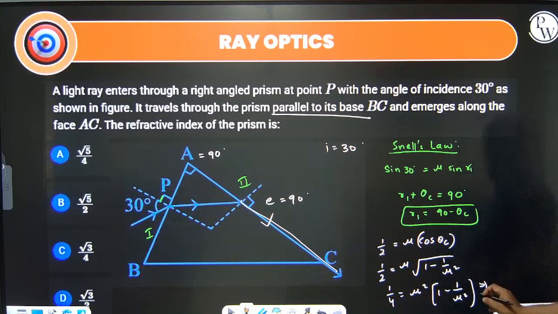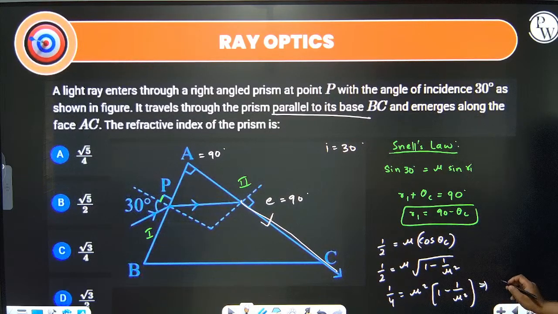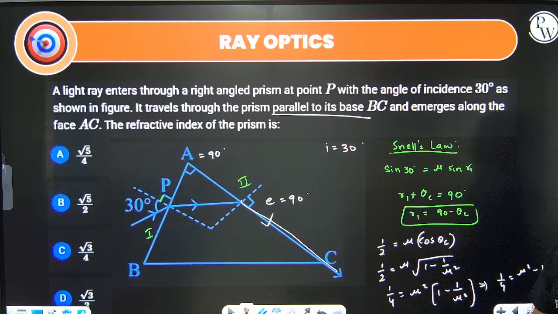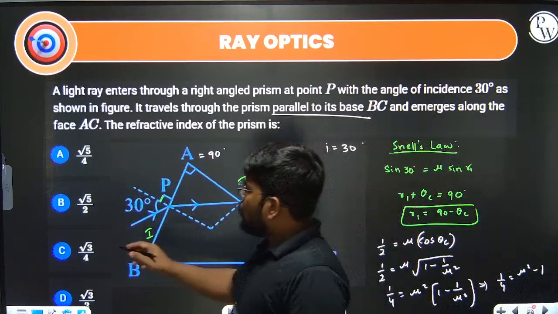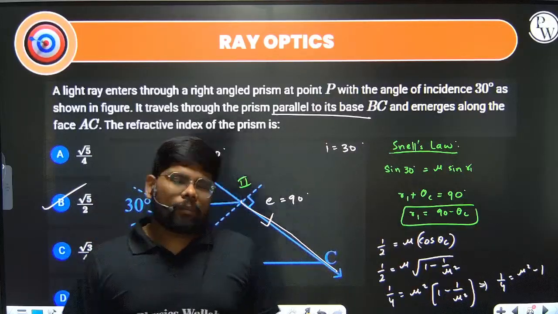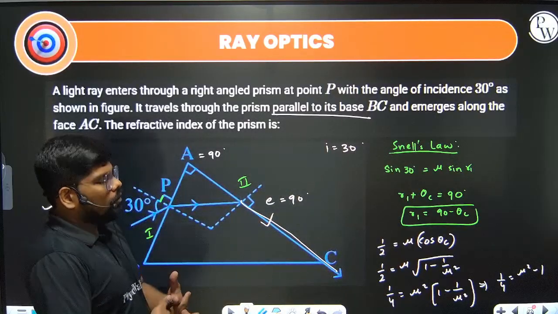And what will be coming out? Okay, we just have to multiply. 1 by 4 is equal to mu square minus 1. If you send it across, mu square is 5 by 4. Taking the root, 5 by 4 gives root 5 by 2. So the answer will be root 5 by 2.